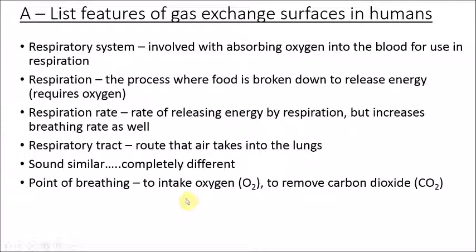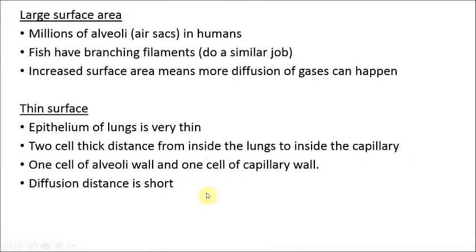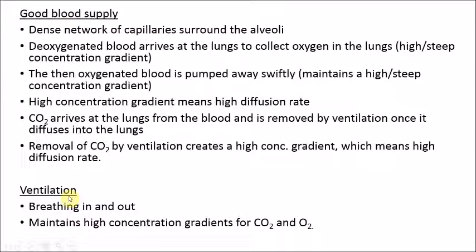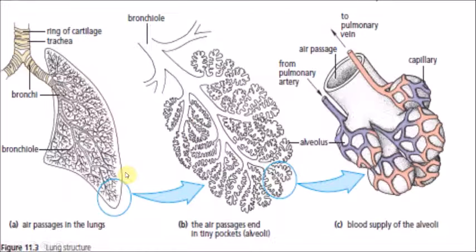Now, the point of breathing is to take in oxygen and remove carbon dioxide, and there are 4 adaptations that allow the lungs to do that. It's the large surface area, a thin surface, good blood supply, and ventilation. I'm going to use a picture to describe this because it's a bit easier. The first thing is the large surface area. The large surface area is produced by having lots of alveoli. You can see there's millions of alveoli here, and these are these sacs here, and the shape provides a large surface area for exchange and diffusion of gases.